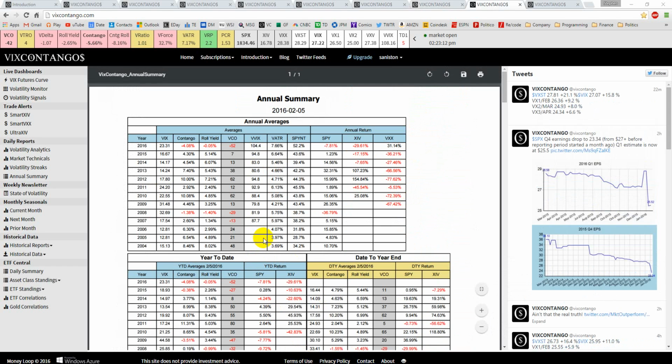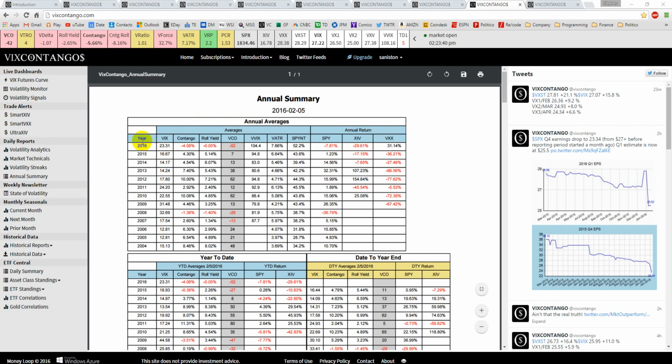The next report is the annual summary report. In this report, we have a number of tables. The main table here shows you the annual averages for the VIX, for the contango, for the roll yield, for the VCO, for the VVIX, for the VIX ATR, and the night travel on the SPY, along with the annual return of the SPY, the XAV, and the VXX.